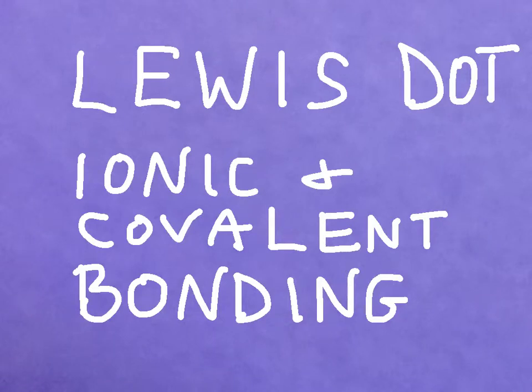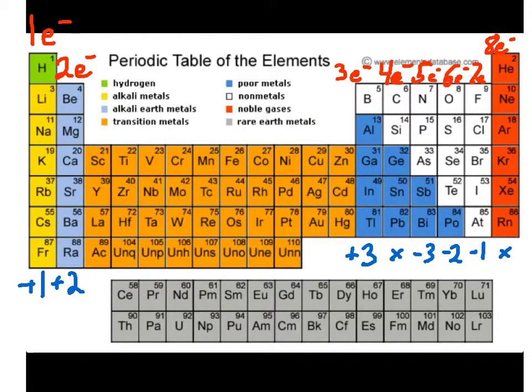Lewis structures can be used to demonstrate ionic and covalent bonding between elements. Both the Lewis dot structures and the bonding depend on a knowledge of the valence electrons for the groups of elements in the periodic table, as well as the oxidation numbers, or ion charges, that form when electrons are transferred.